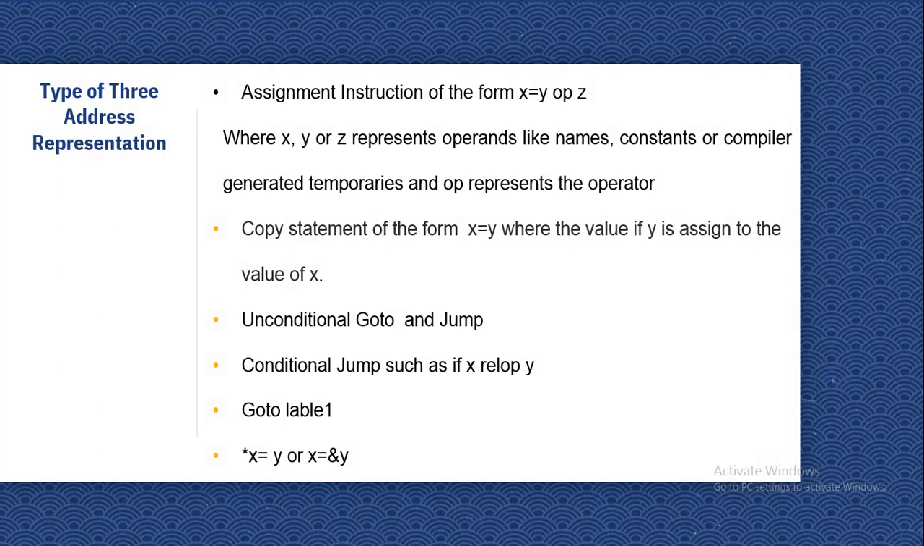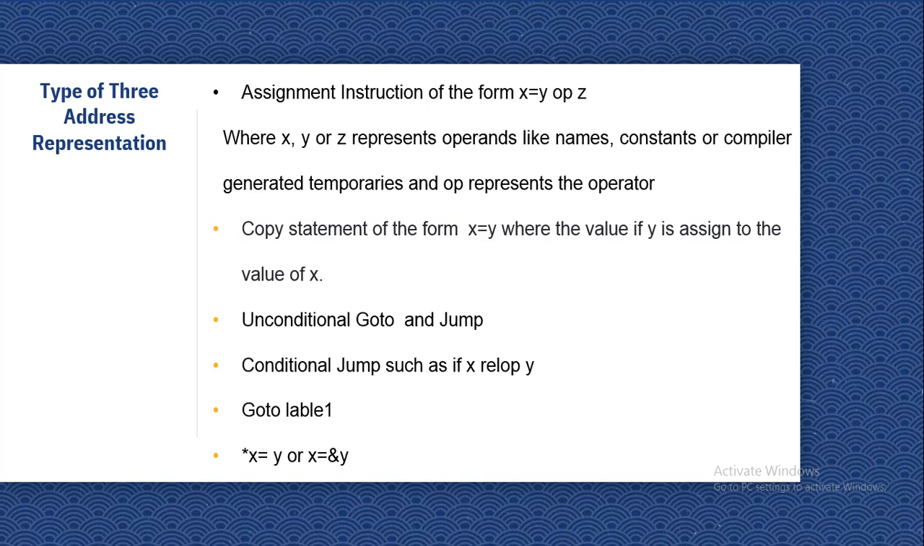So what we have seen in the last lecture: what kinds of codes come under the category of three address codes. We have seen that an assignment instruction in the form of x equal y operator z will be in the three address format. Why is it called three address format? Because it has only three addresses and one operator in place. So if any expression is in the form of x equal y operator z, then it is in three address code.